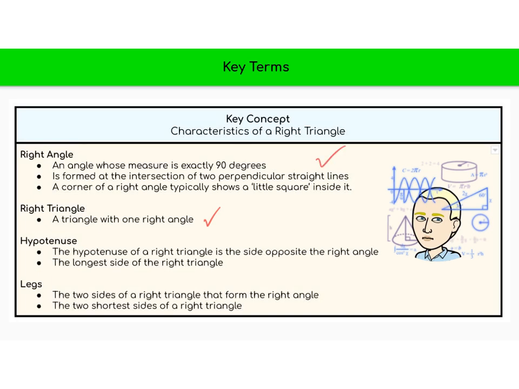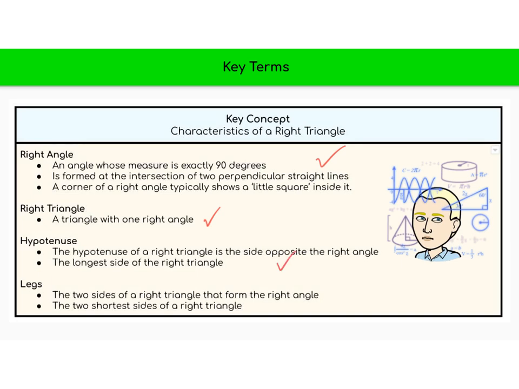A right angle is an angle whose measure is exactly 90 degrees. It is formed at the intersection of two perpendicular straight lines. The corner of a right angle typically shows a little square inside of it.